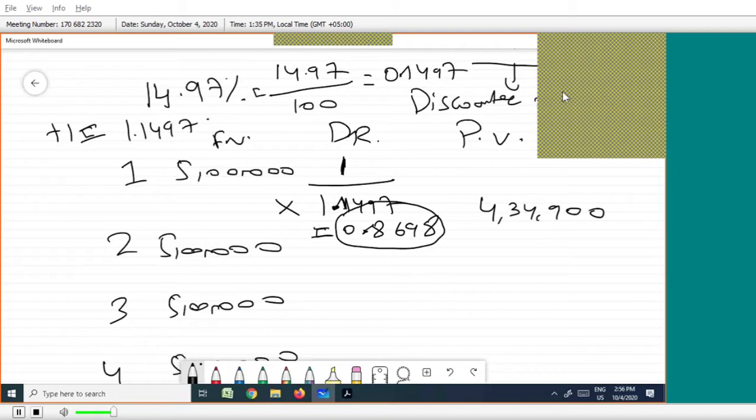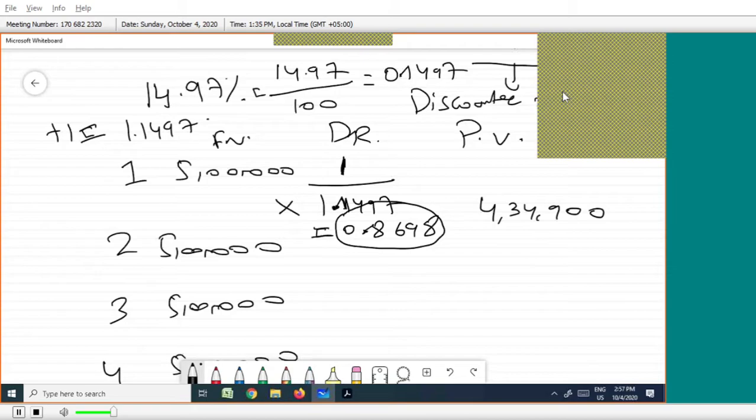4,34,900. So meaning, if after 1 year I have 5 lakh rupees in my hand, it is equivalent to a value today of 4,34,900. If I have 4,34,900 today, then after 1 year that equals 5 lakh rupees.